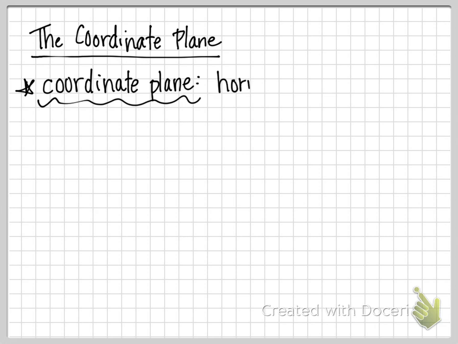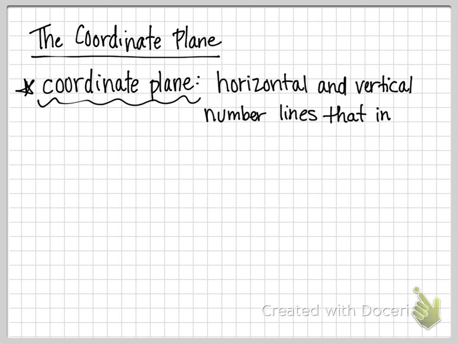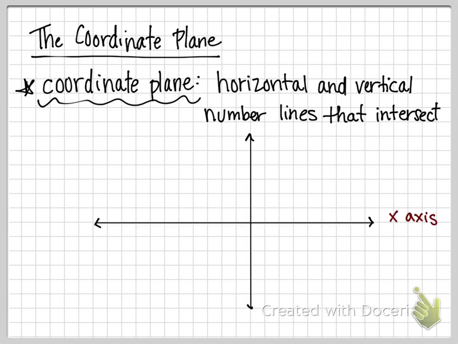So here is the definition. The coordinate plane is made up of horizontal and vertical number lines that intersect. So it's a horizontal line, which is called the x-axis. The one going side to side, left to right, is called the x-axis, horizontal. And the axis that goes up and down, the vertical number line, is called the y-axis.